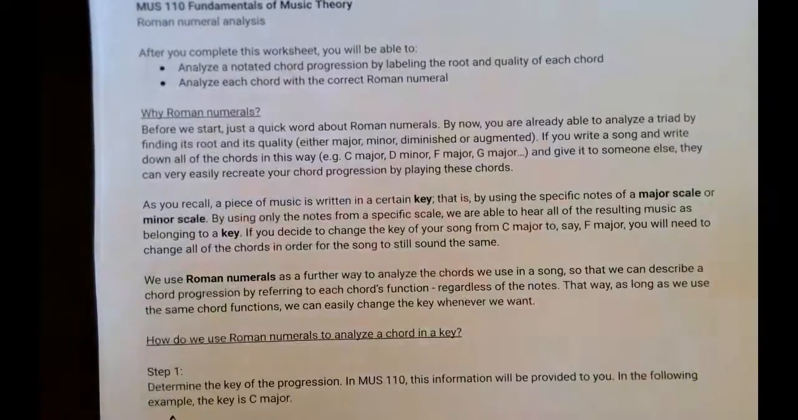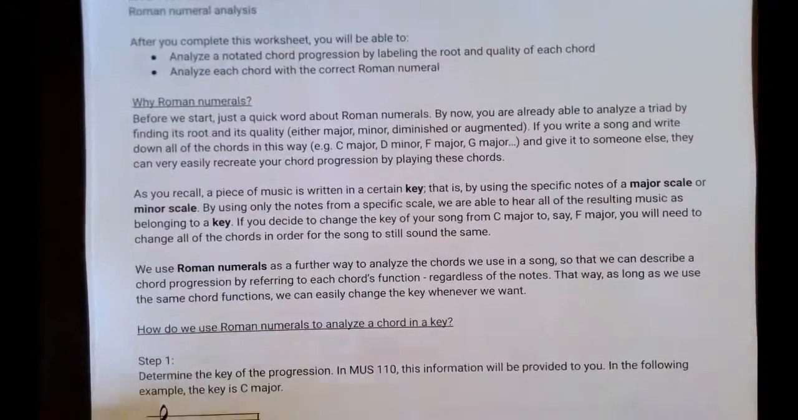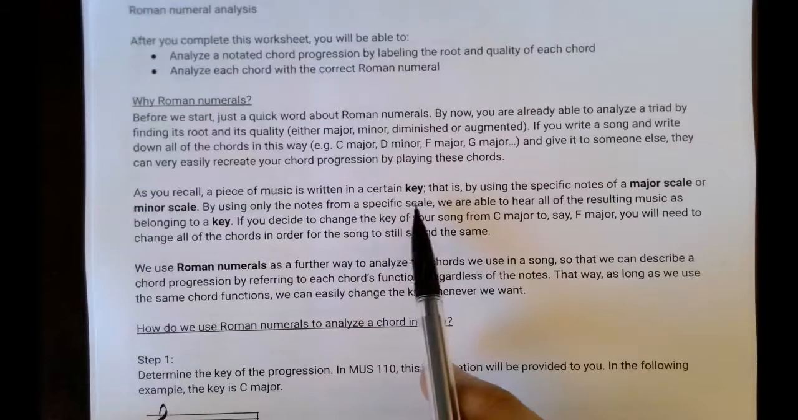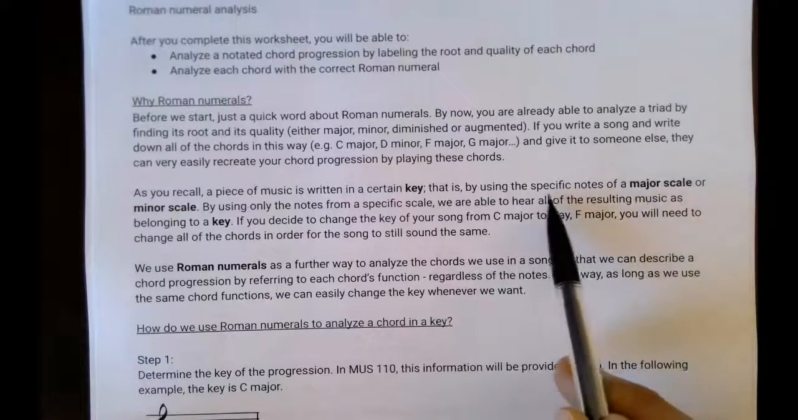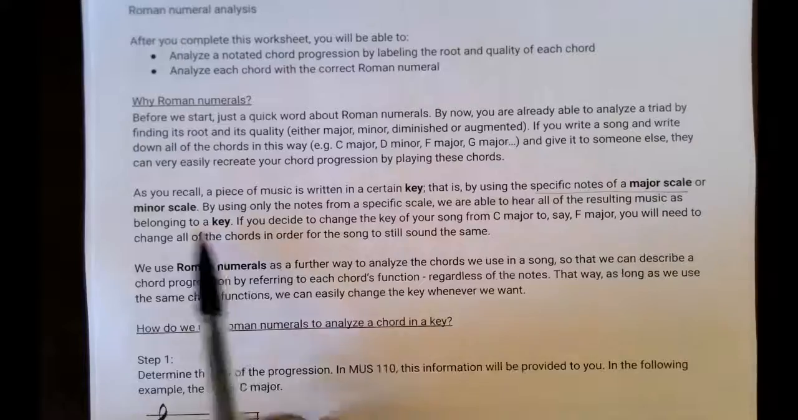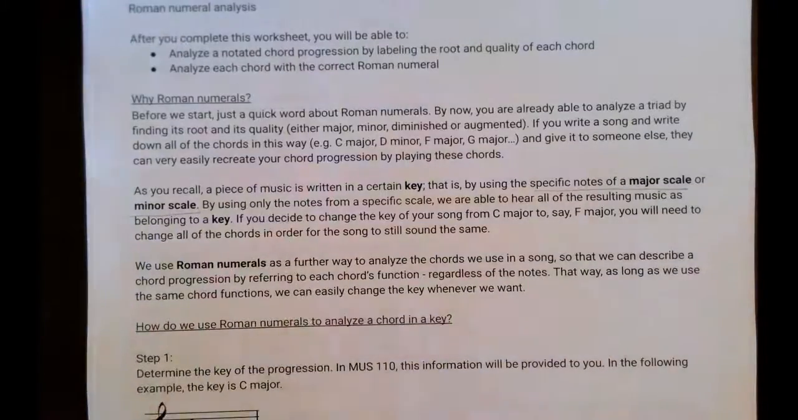So the basic idea here is that every piece of music is written in a certain key that uses the specific notes of a major scale or minor scale, right? By having it be in a key, you're only using those notes. Let's say in G major, there's 1 sharp, so you're only using the notes G, A, B, C, D, E, F sharp, and so forth. And if you're just using those notes, essentially it'll sound like it's in a certain key.